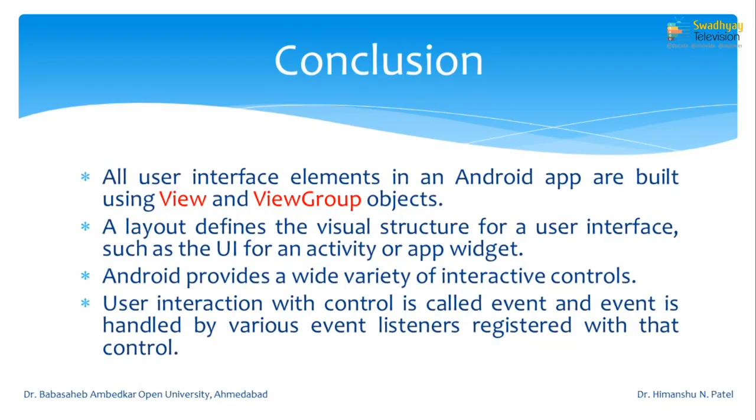This is possible. Now, we conclude that all user interface elements in Android apps are built using View and ViewGroup objects. All controls are views, all layouts are view groups. A layout defines the visual structure for a user interface, such as the user interface for an activity or app widget. Android provides a wide variety of interactive controls, some of which we already discussed, and user interaction with a control is called an event, and the event is handled by various event listeners registered with that control.